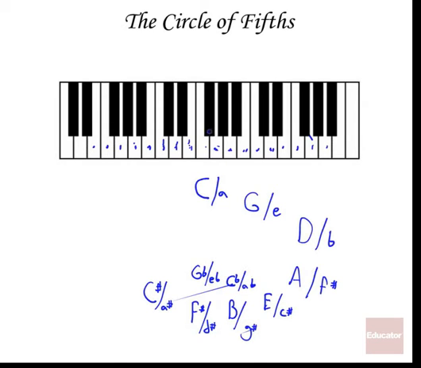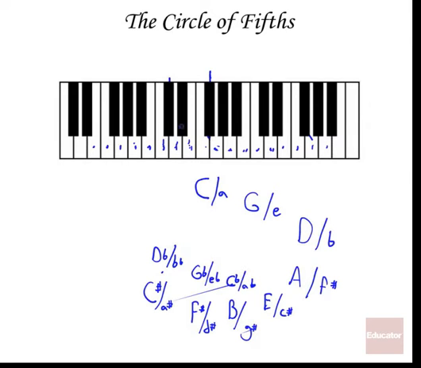So for instance, taking this F sharp note here, you can think about it as either a raised F or a lowered G. And then the same can be said of this C sharp. It could also be a D flat. So this could be D flat major or B flat minor.